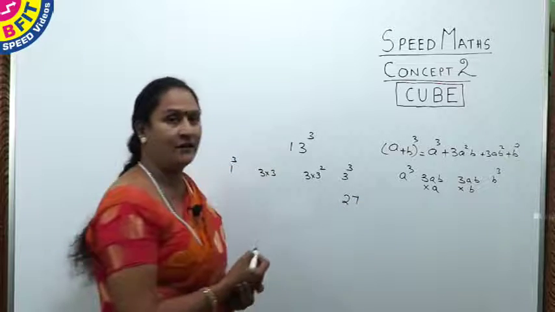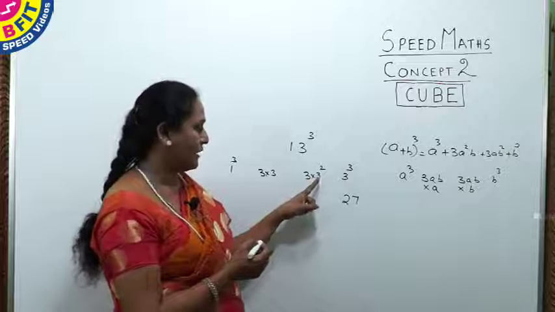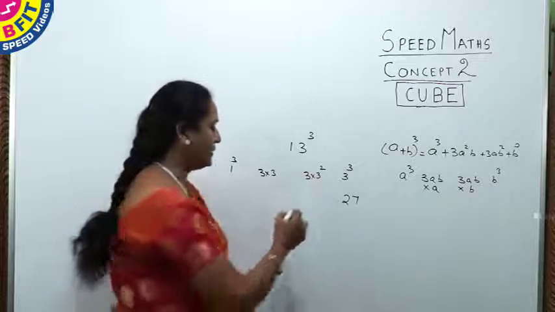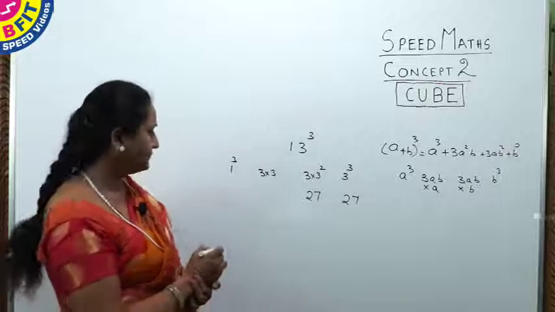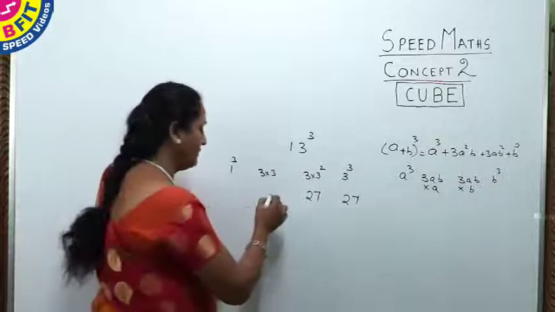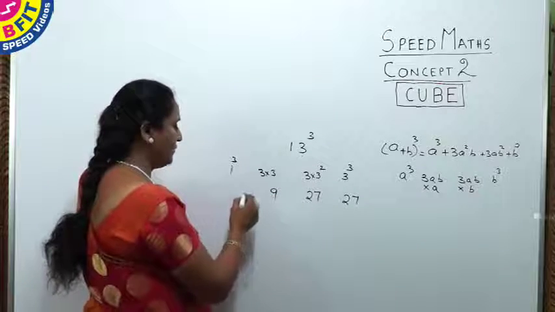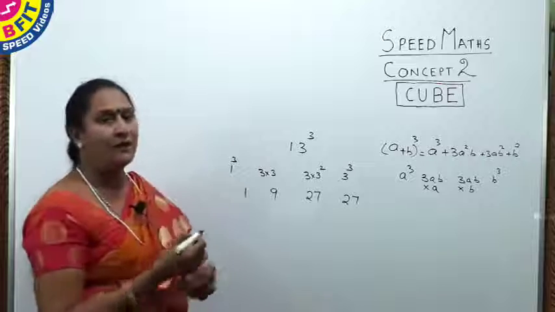It is 27. And here, what number do you have? 3 square is 9, 9 into 3 is again 27. And what is 3 into 3? It is 9. And 1 cube is 1. So now you can collect the answer.